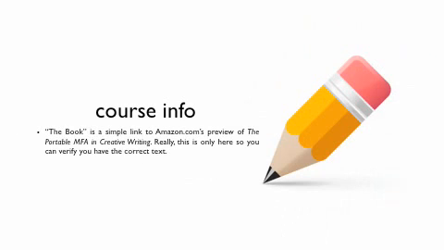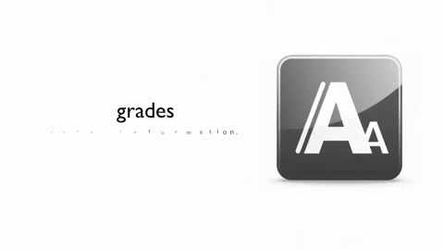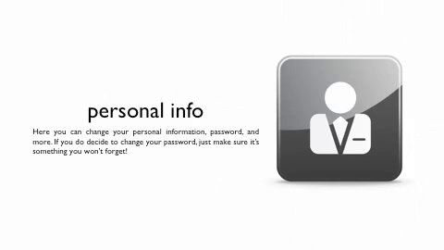The book is a simple link to Amazon.com's preview of the portable MFA in creative writing. Really, this is only here so you can verify that you have the correct text. Moving along with our menu tour, we come to grades. Here you will find up-to-the-minute grade information for the semester. Next is personal info. Here you can change your personal information, password, and more. If you decide to change your password, just make sure it's something you won't forget.